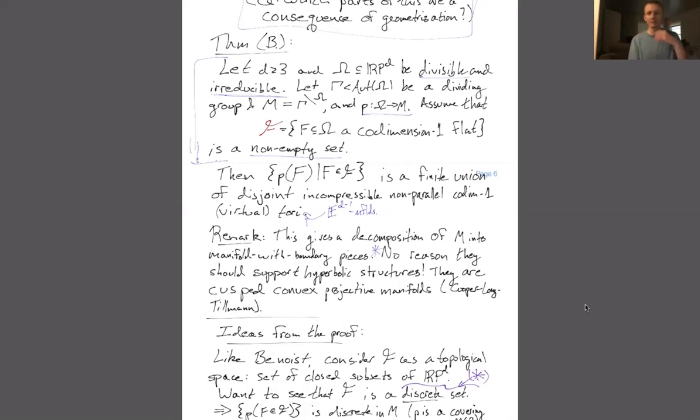Okay, then we need to combine that with two facts. Firstly, this lovely fact from Benzécri in the 60s, which is that if we have two codimension 1 flats in omega, they can't intersect unless omega is reducible. So this is due to irreducibility. Okay, so that's where that adjective appears.